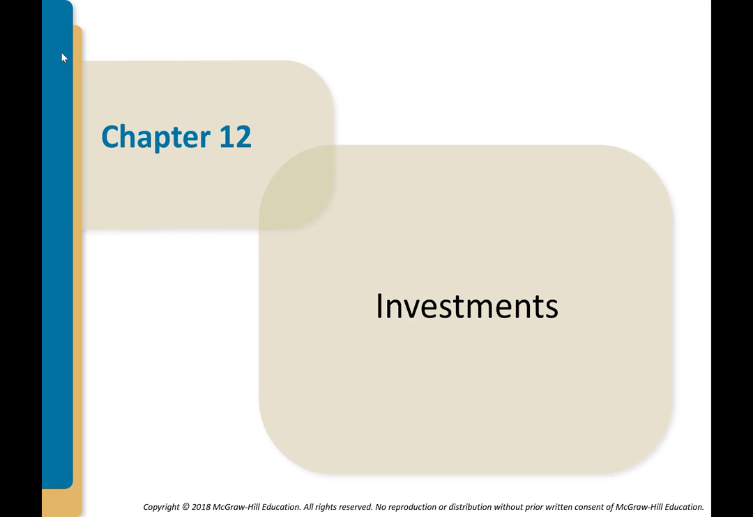Okay, so we're a company. We have some excess cash that we're not using in operations somehow. We decide to purchase another company's bonds. We decide to purchase another company's stock. Okay, and we're looking at how we're going to account for that.